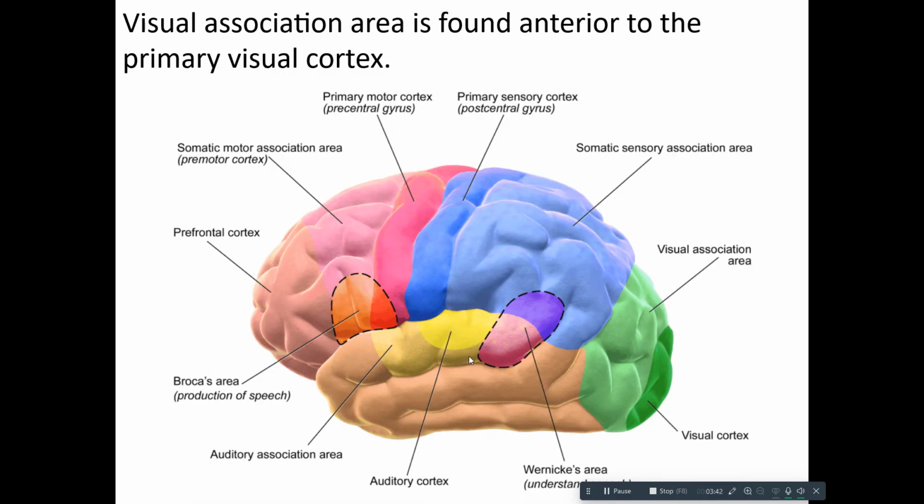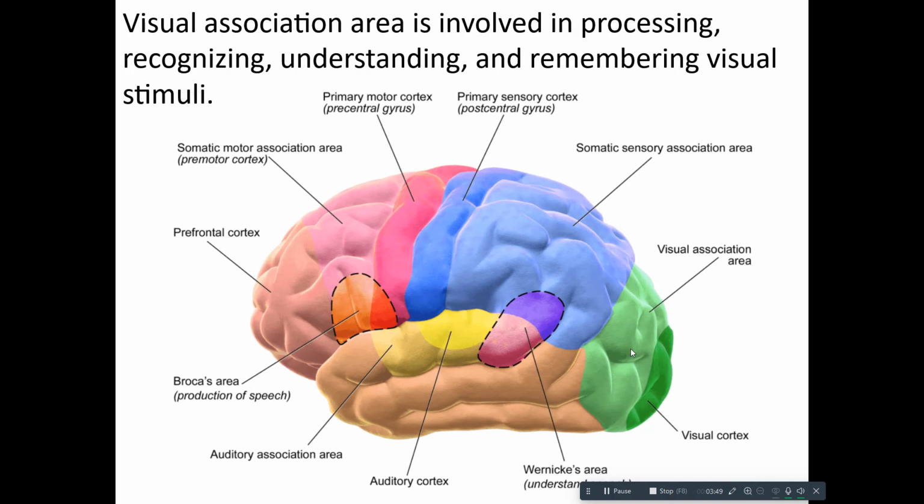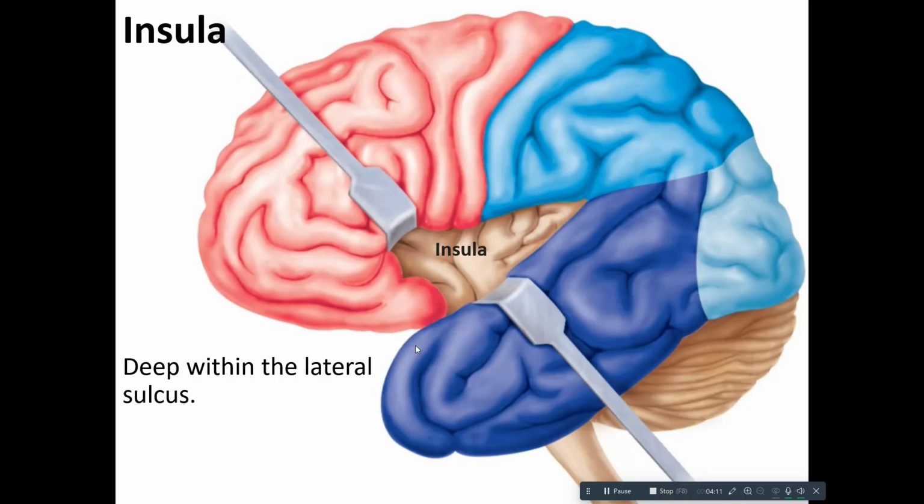Okay, the visual association area is in front, anterior to the primary visual cortex. And the visual association area is involved in the processing, recognizing, understanding, remembering visual stimuli. And we saw similar things in the other association areas, like the somatic sensory one and the auditory one. So same basic idea. And now we got the occipital lobe down.